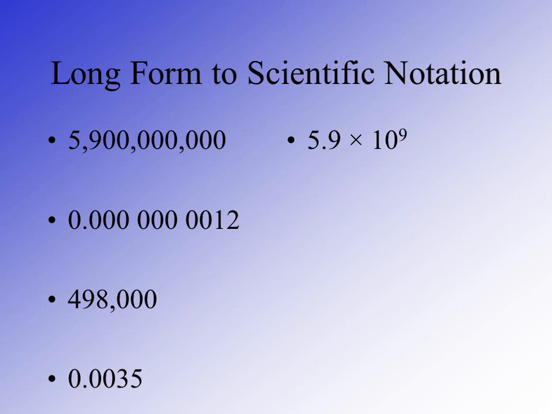In this next example, the decimal needs to be moved so that it sits between the 1 and the 2, which is a total of 9 places to the right. Therefore, your answer would be 1.2 times 10 to the negative 9th power.